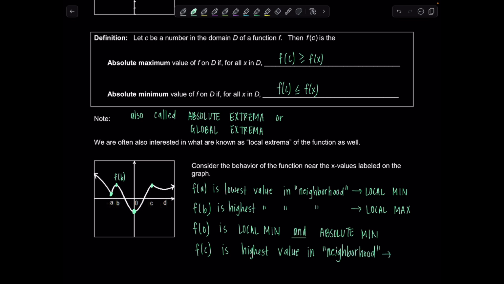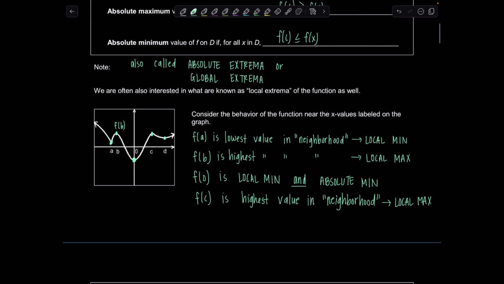So yep, that makes it a local max. And then who's left? Oh, right here. f of d is barely smaller than everybody else, but it is. It's the lowest value in some little neighborhood. So it is another local min.